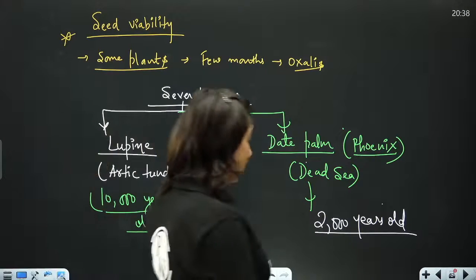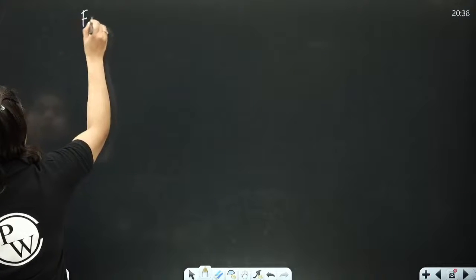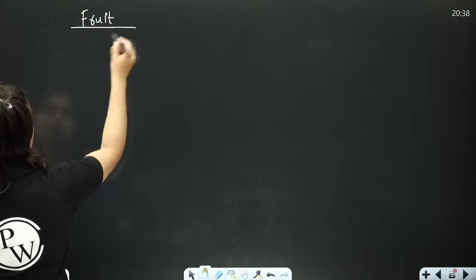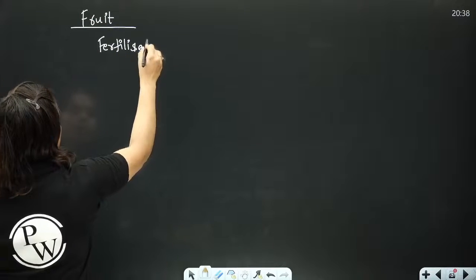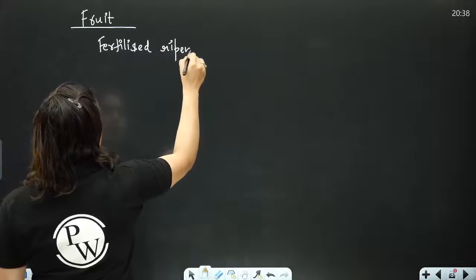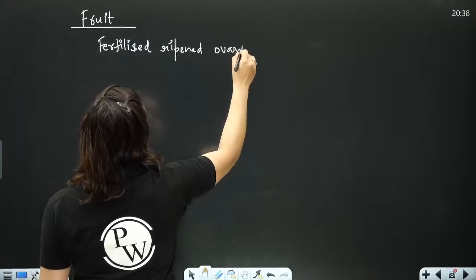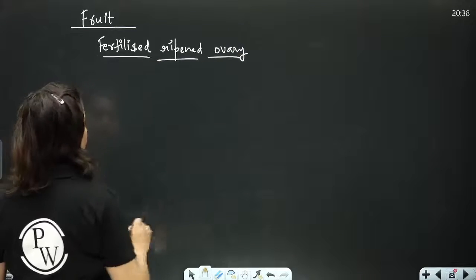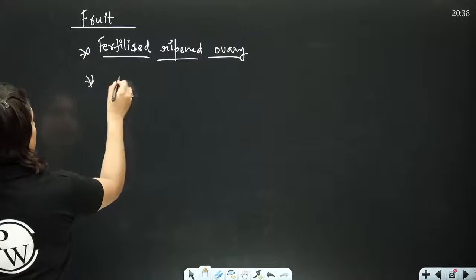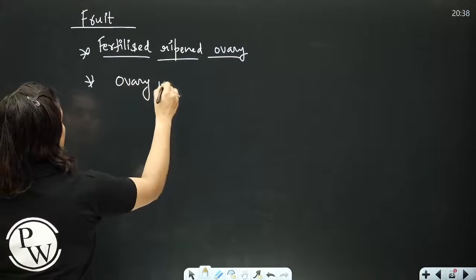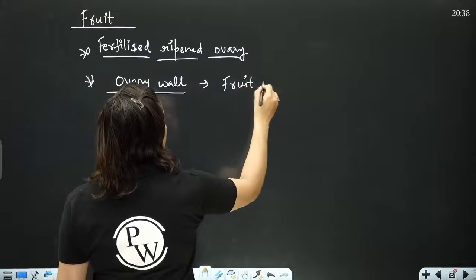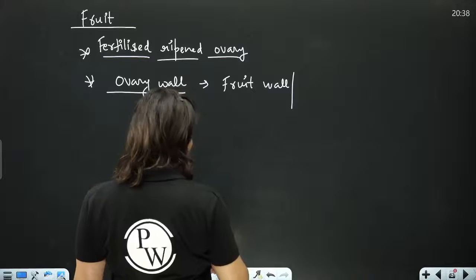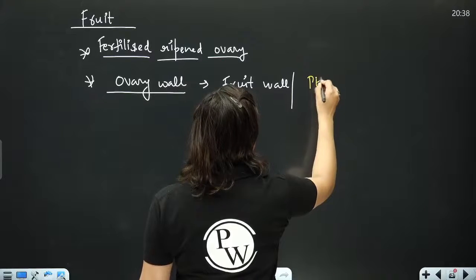Okay. Then what is formed after fertilization? Fruit. And what is a fruit? A fruit is a fertilized, ripened ovary. After fertilization, the ovary gets ripened to form the fruit. And the ovary wall, after fertilization, gives rise to the fruit wall, and the fruit wall is called the pericarp.